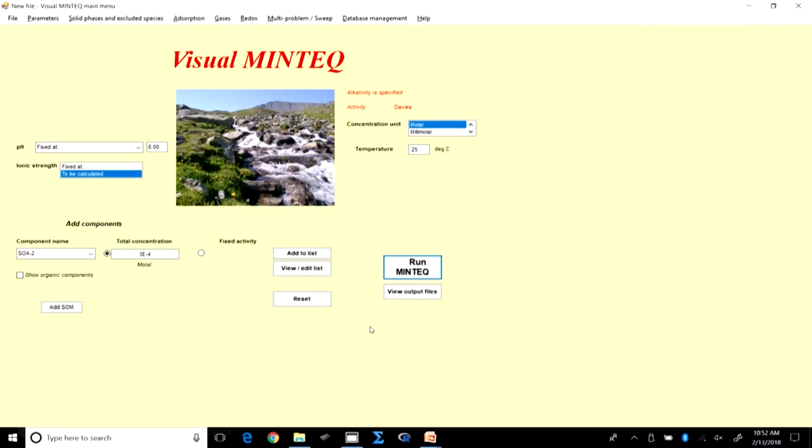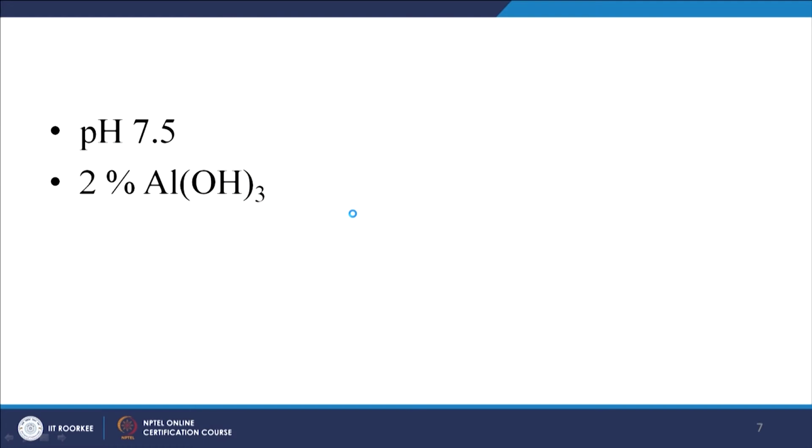So we are going to try to set up the equations such that we can solve one particular problem by hand, but we'll do that in the next session. I believe I have one more example here that we can look at, okay. So here I guess 2% Al(OH)3, right, and pH is 7.5.